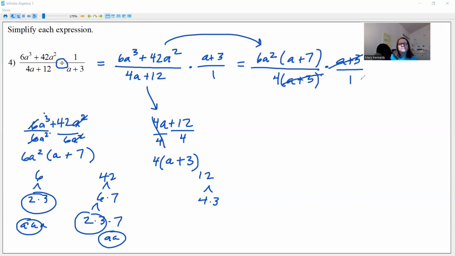There's no a plus 7 on the bottom. So I know a plus 7 is staying where it is. There's no a squared or even a or anything else with an a on the bottom. So that's staying. But the 6 and the 4, those can reduce. Think about 6 is just 2 times 3, and 4 is just 2 times 2. Well, those 2's cancel. So that would reduce to 3 over 2. Okay. So we're getting to our final answer now.